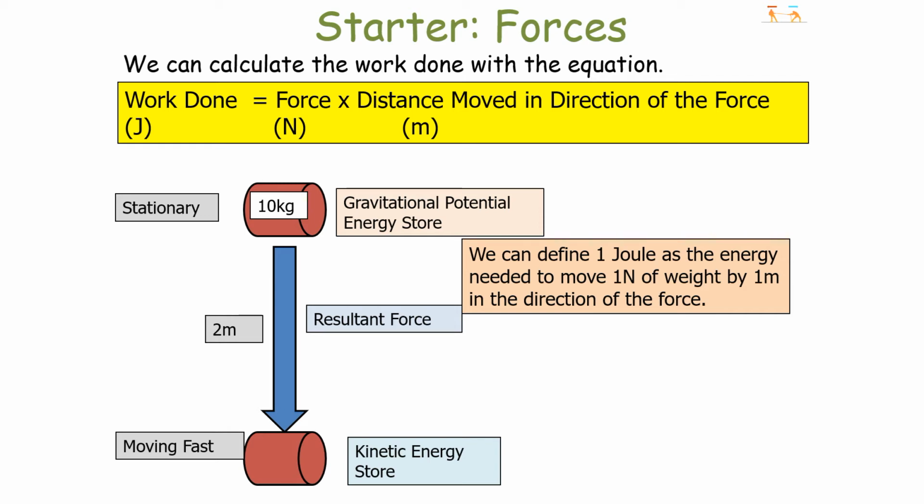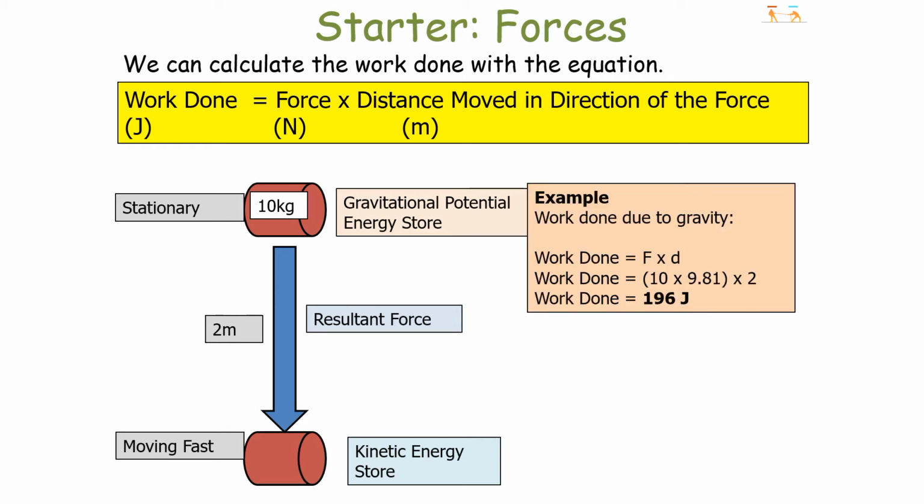Let's look at an example of calculating work done. In this case, what's the work done due to gravity? Work done is equal to force times distance moved in the direction of the force. What's our force? It's our mass times the strength of gravity to give us the weight. So it's 10 times 9.81 times the distance moved in the direction of the force, which is vertical, so times 2, so it's 196 joules.